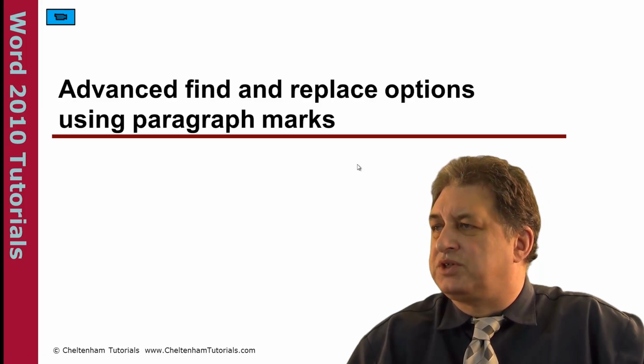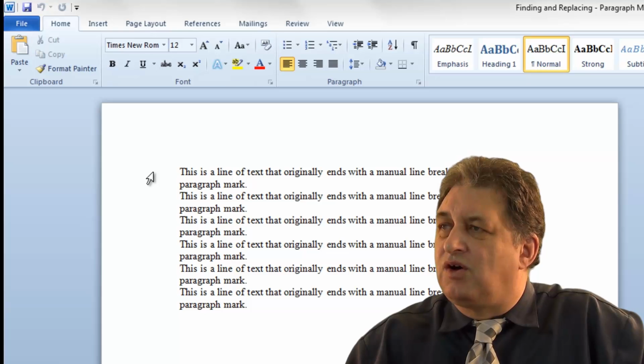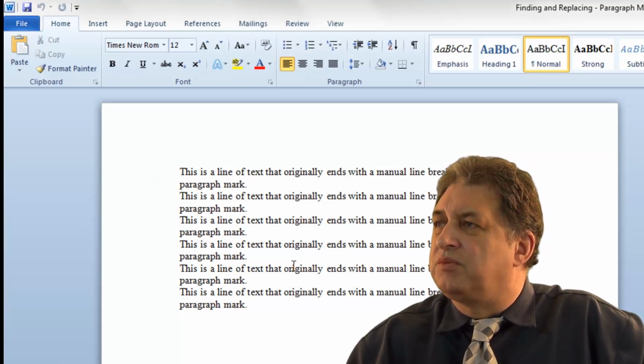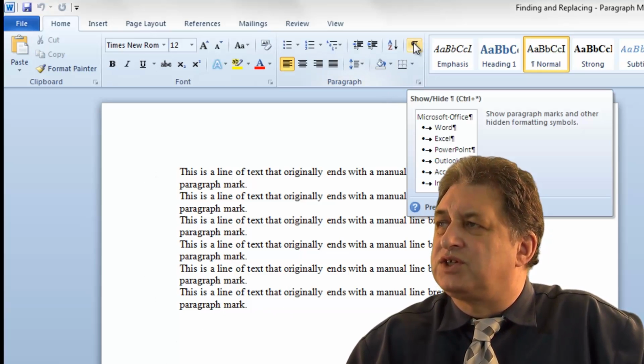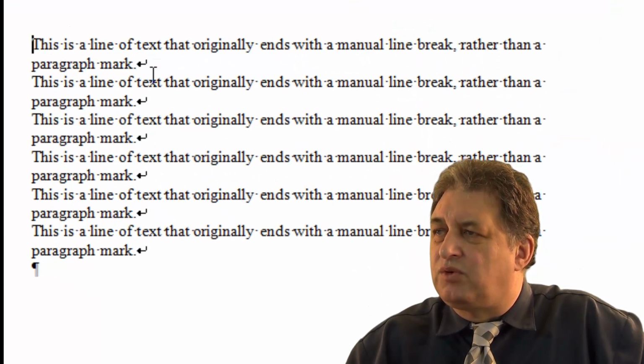Advanced find and replace options using paragraph marks. Here we've got a Word document. It looks like a typical Word document, but if I click here on the Show Hide button, as you can see, it doesn't have the normal separator here. A paragraph mark normally looks like this one down the bottom.